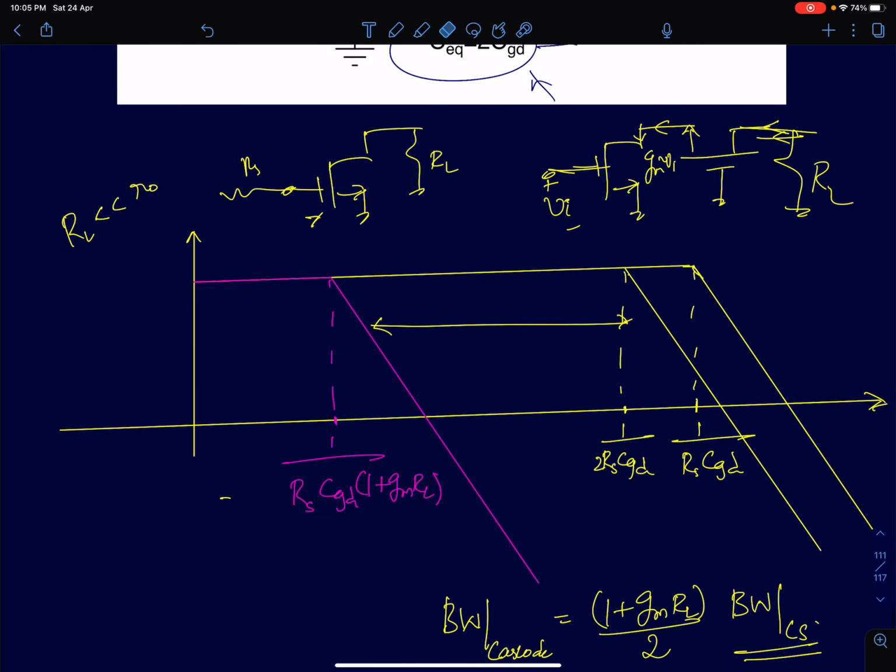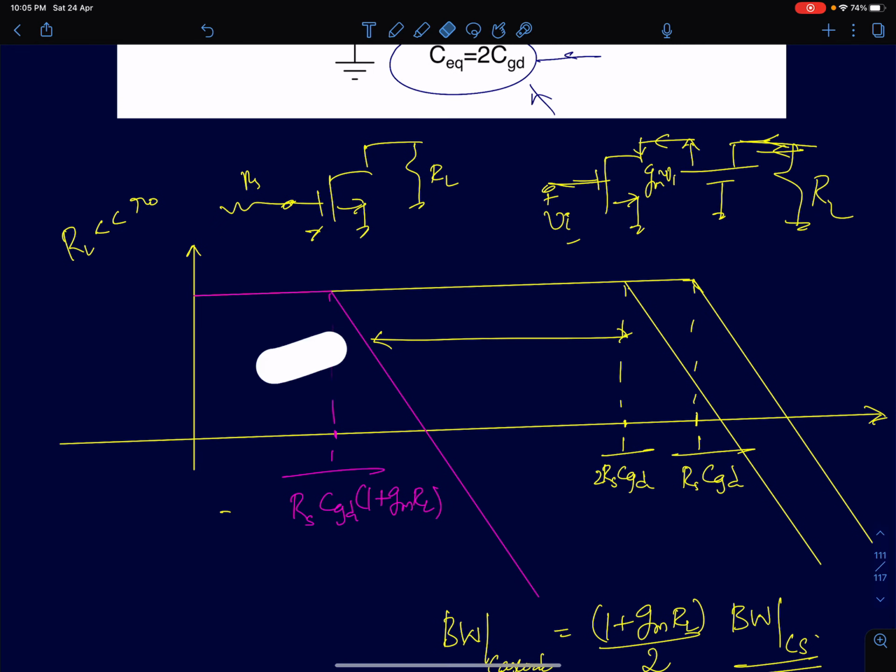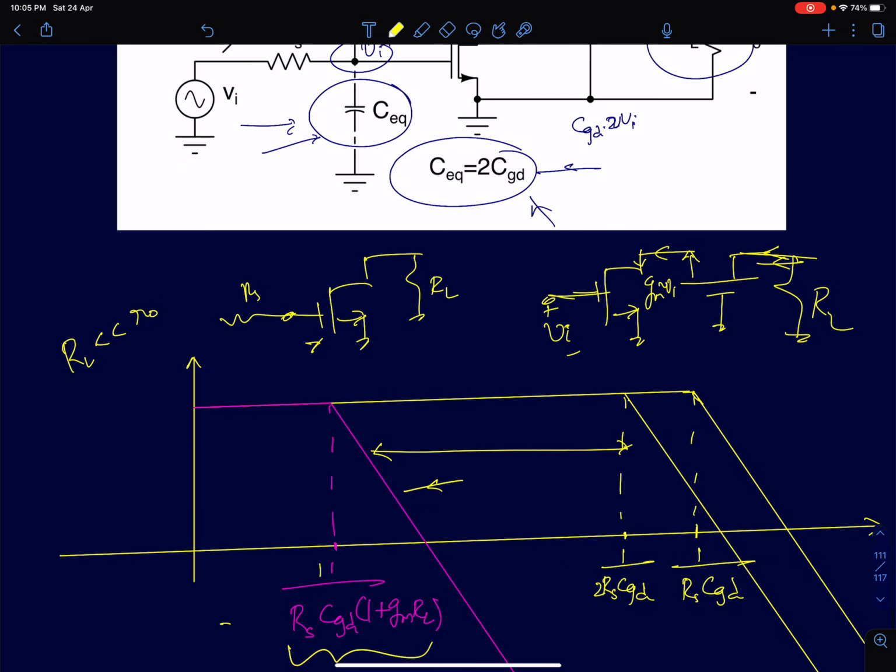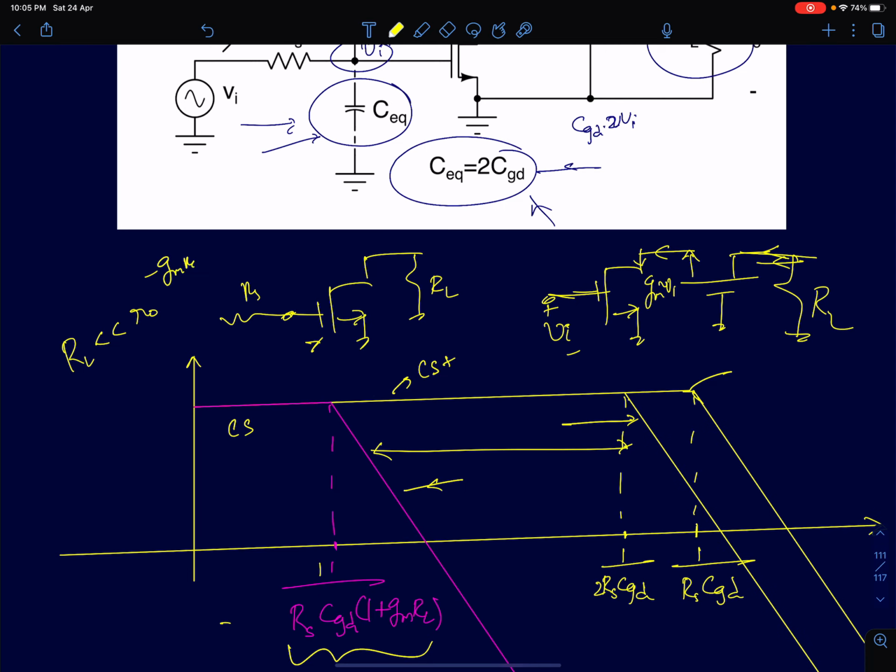So for comparison purposes, I have shown 3 plots here. Shown in pink here is the response of a common source amplifier with a resistive load. So here you can see the pole is at 1 by Rs into CGD into 1 plus GmRL. Now mind you, the gain in all the 3 examples we took, a simple common source, plus a current buffer, and a common source plus a common gate, in all the 3 configurations, the voltage gain is the same. We are delivering the same current to the load resistance. So the voltage gain is minus of GmRL, the magnitude is GmRL, that is fixed.